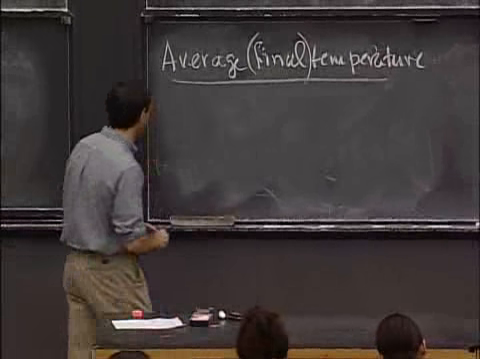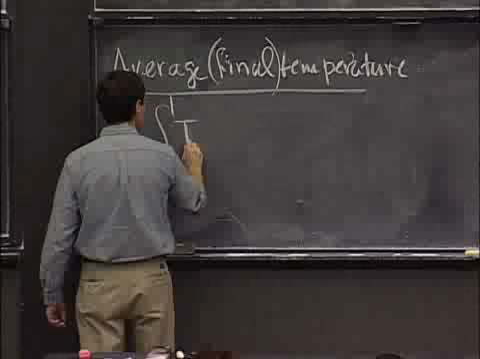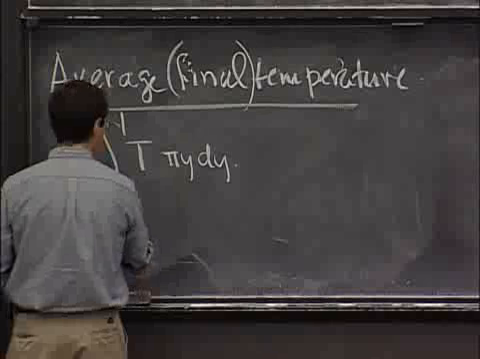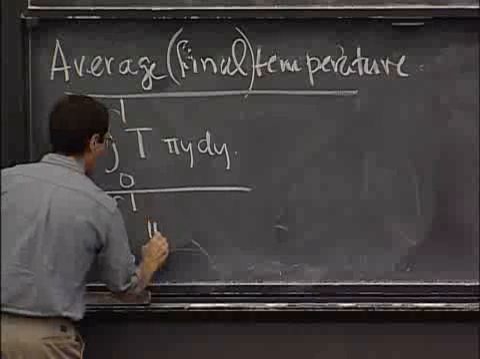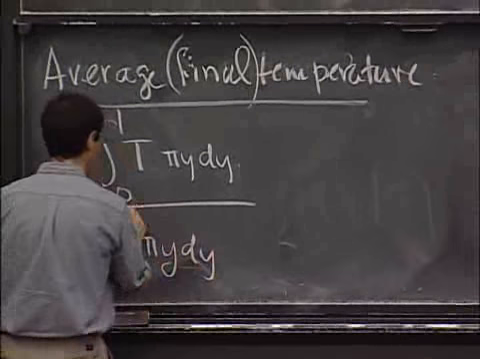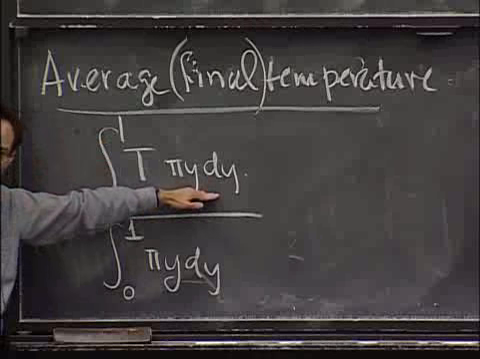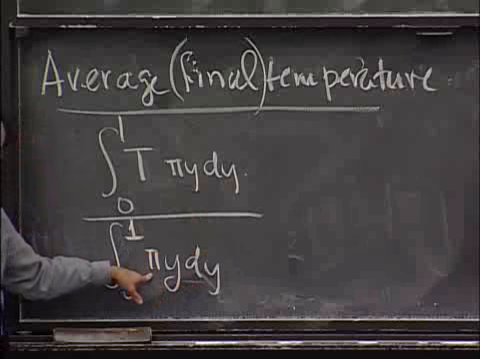The average final temperature is, individually the temperatures are different. And the answer here is it's the integral from 0 to 1 of T times pi y dy divided by the integral from 0 to 1 of pi y dy. So this is the total temperature weighted appropriately to the volume of water that's involved at that temperature divided by the total volume of water.